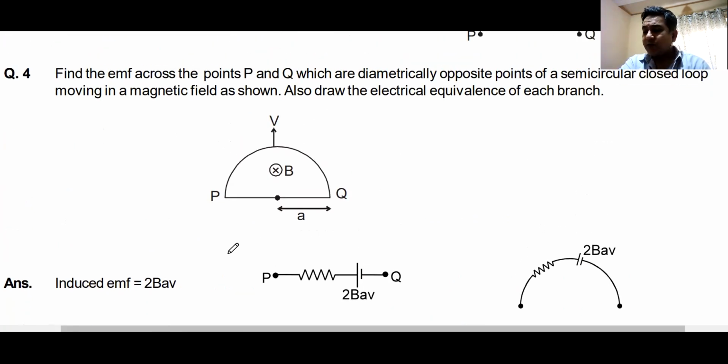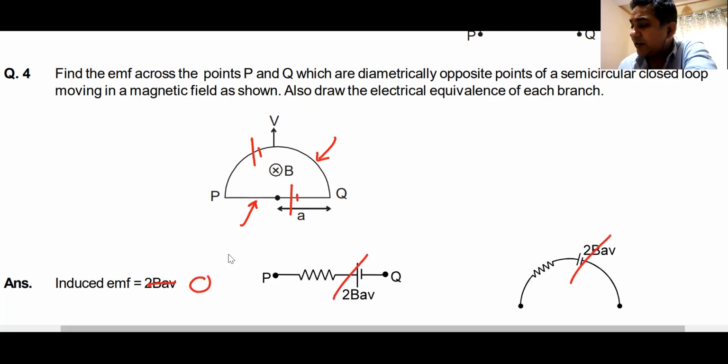So there are two branches here. One is the semicircular one, and the other one is the straight one. What will be the induced EMF in this loop? For the semicircular one, the induced EMF will be 2V B into A. For the straight part, it will also be 2V B into A. So the final answer will become zero, because both of these will cancel each other out.